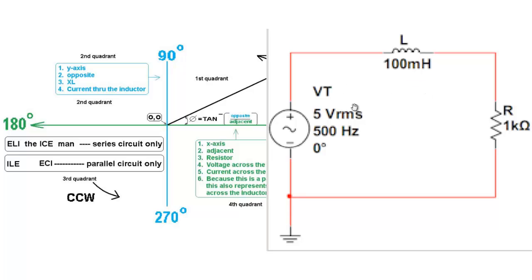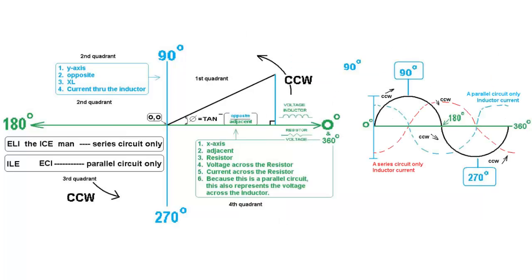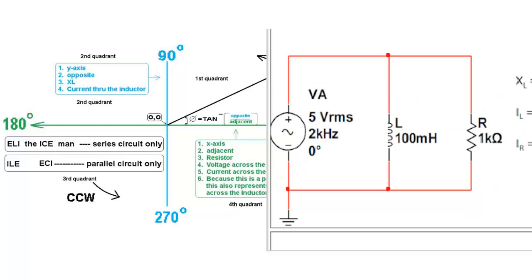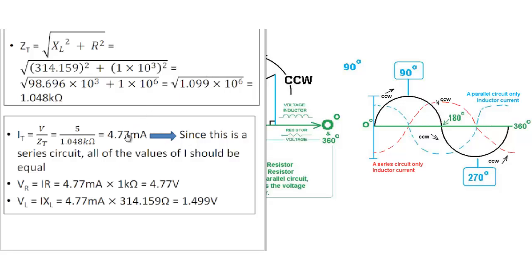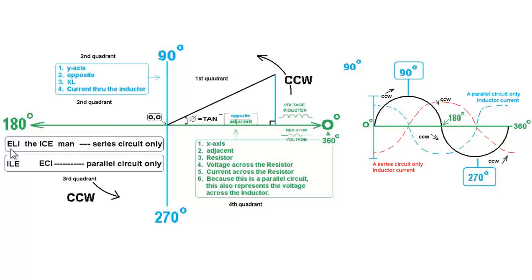Now, since this is a series circuit, you could use the straight-on ELI the ICEman for a series circuit only. E represents the voltage, in this case 5 volts RMS. I represents the current flow, which was found previously. Here is the current flow, 4.77 milliamps. And L represents an inductor. C represents a capacitor. E is before I, which means that the voltage leads the current.